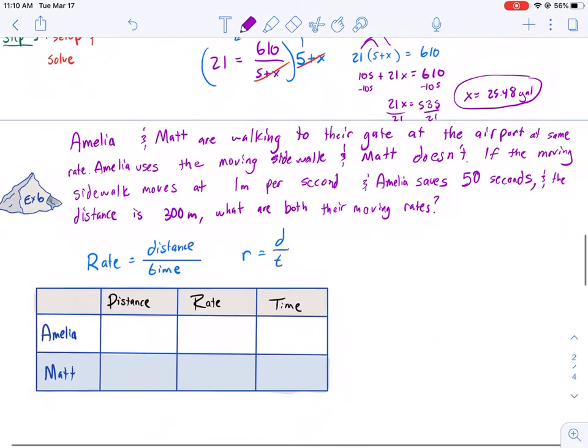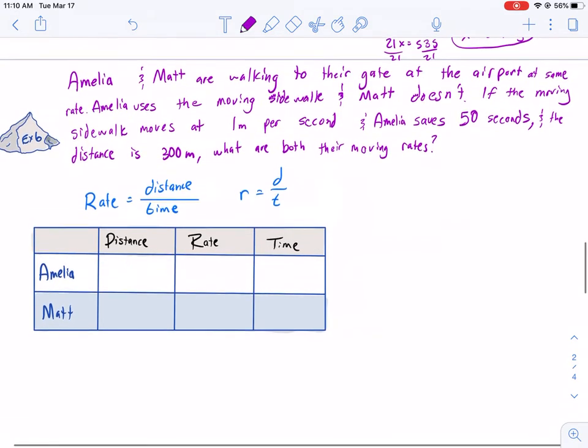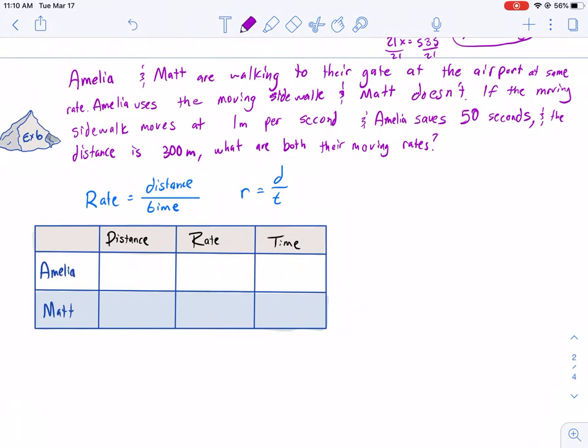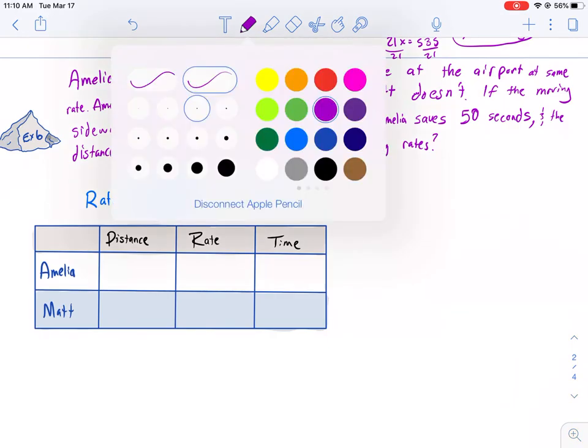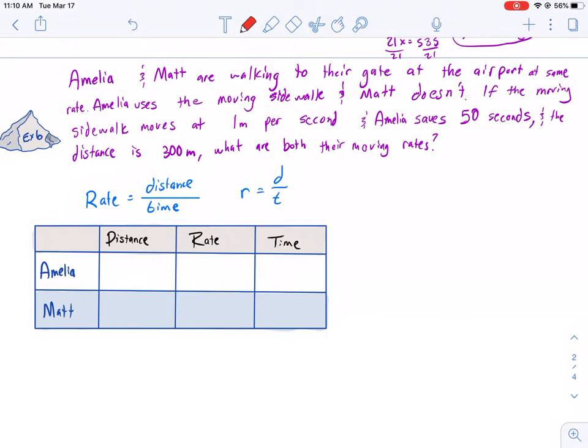Moving on to a little bit harder of an example, but not impossible. Also, feel free to pause at any time so you can catch up with the notes. Amelia and Matt are walking to their gate at the airport at the same rate. Amelia uses the moving sidewalk and Matt doesn't. If the moving sidewalk moves at 1 meter per second and Amelia saves 50 seconds and the distance is 300 meters, what are both their moving rates? Obviously, no one would actually be doing a problem like this, but if you were in a business and you had to calculate certain things with moving parts or industry and some of your automated processes, you definitely would.